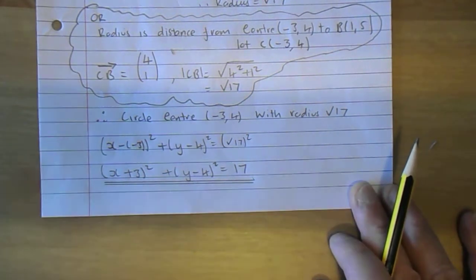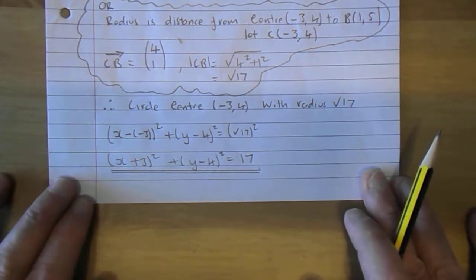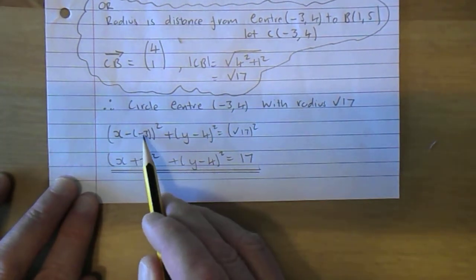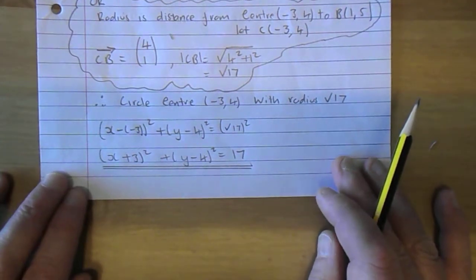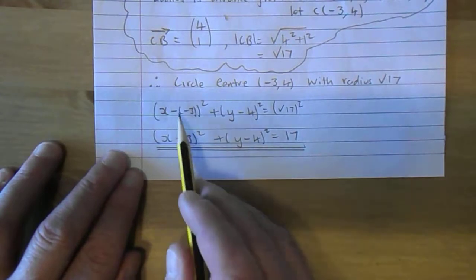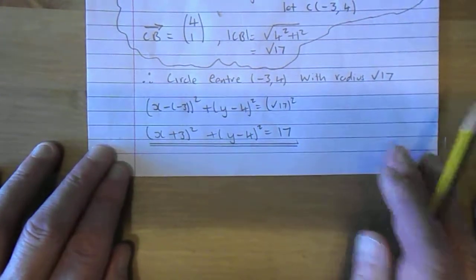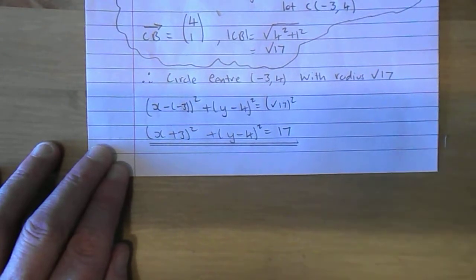So for that one, we use the second formula down. The (x minus a) squared plus (y minus b) squared is r squared. So that's your a and that's your b. So (x minus a) squared plus (y minus b) squared is root 17 squared. Don't forget your take away minus, that becomes a plus, and there you have it. Root 17 squared is of course 17. There we go.